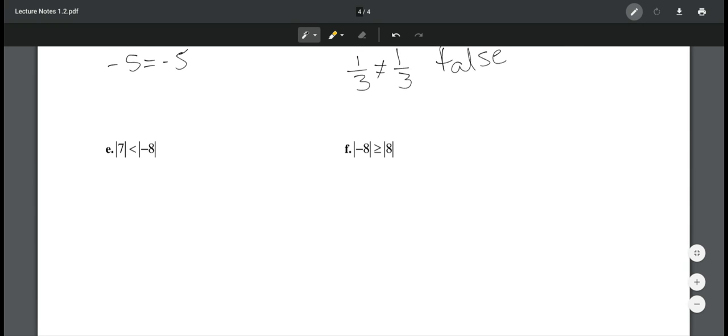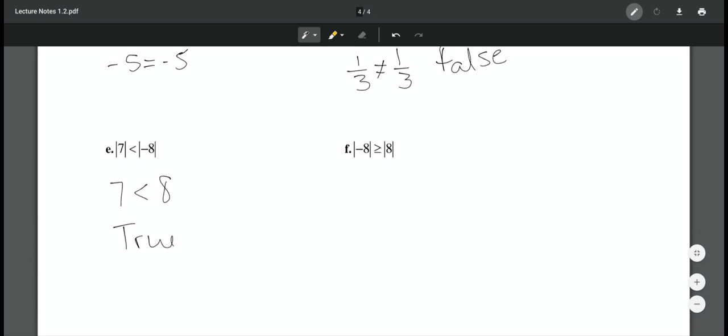Part E, the absolute value of 7 is less than the absolute value of negative 8, which is 8. That is absolutely true. 7 is less than 8.